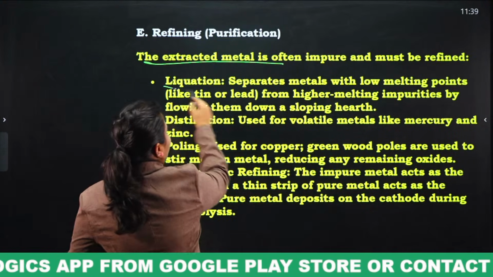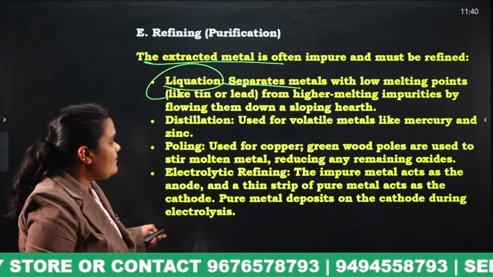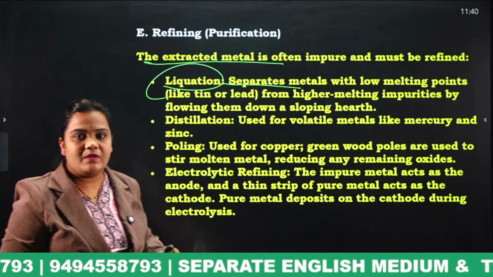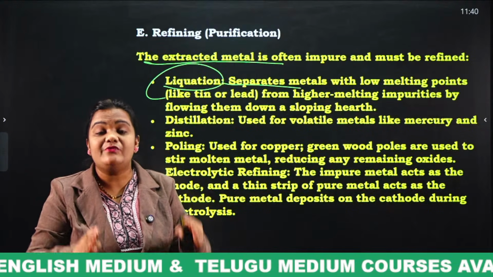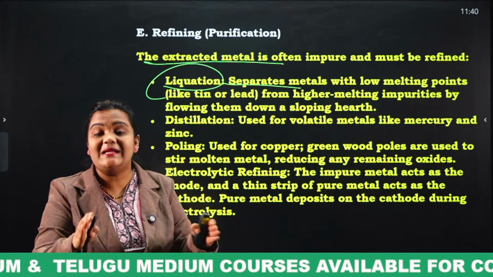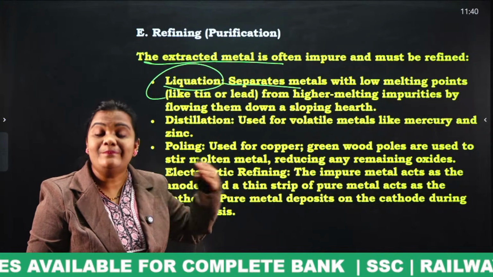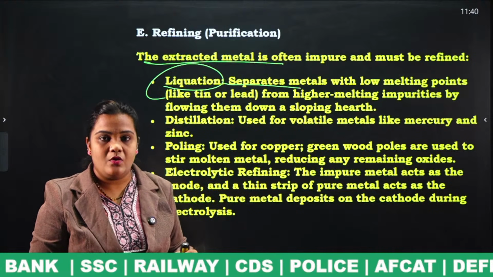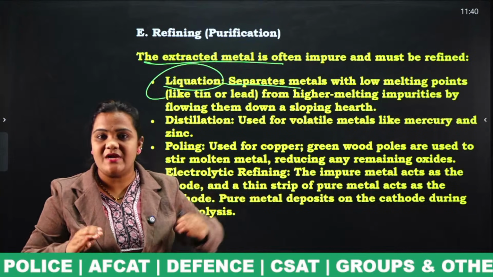What do you mean by the liquefaction process? It separates metals with low melting points from high melting impurities by flowing them down a sloping hearth. This process separates the metals which have a very low melting temperature from impurities which have high melting points, by flowing them through a sloping hearth. So did you understand what this is?